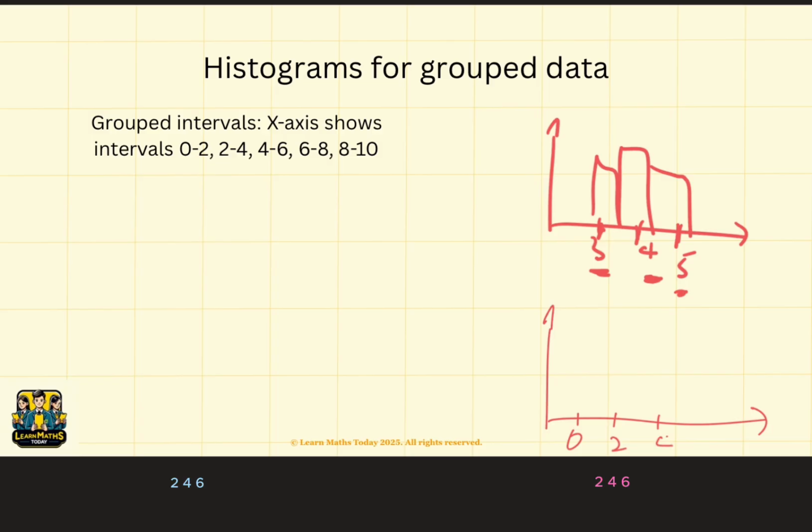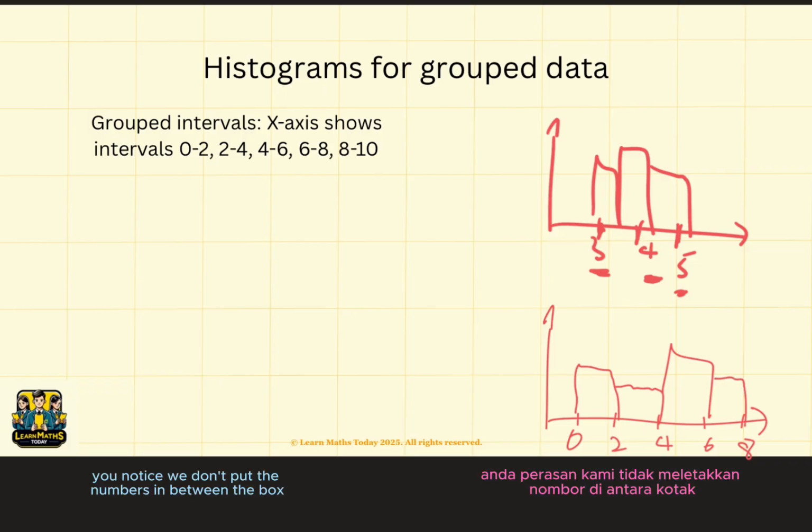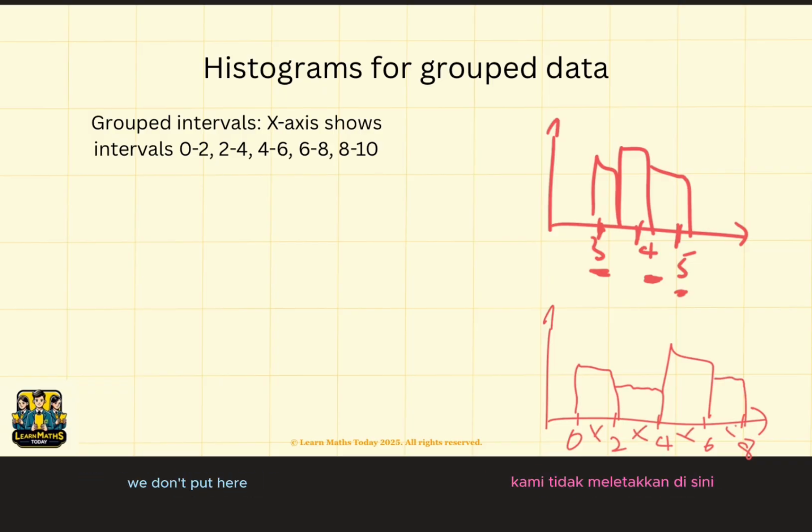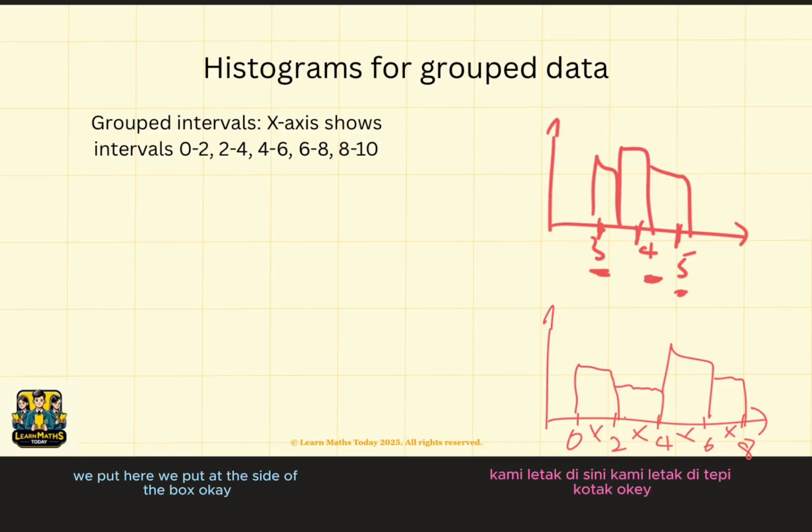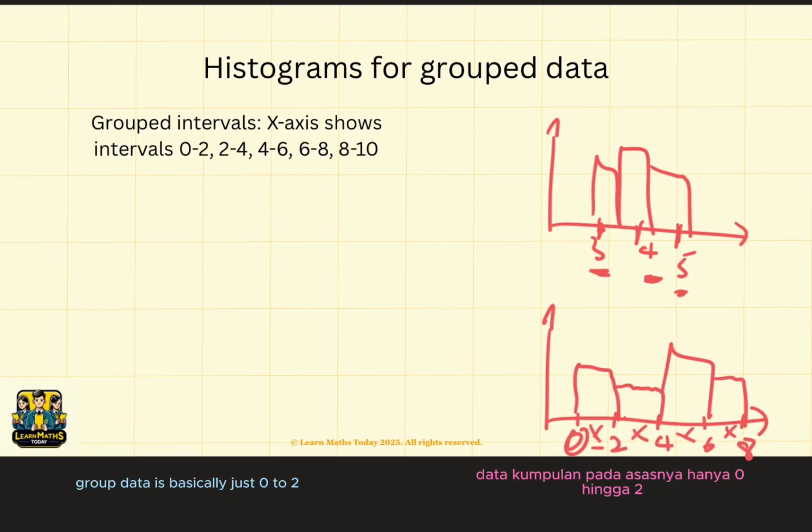So 0, 2, 4, 6, 8, and this is how you draw the bars. You notice we don't put the numbers in between the box, we put them at the side of the box. This is the difference with grouped data. Grouped data is basically just 0 to 2, 2 to 4, 4 to 6, 6 to 8, while this is just 3 alone, 4 alone, 5 alone. That's the difference.